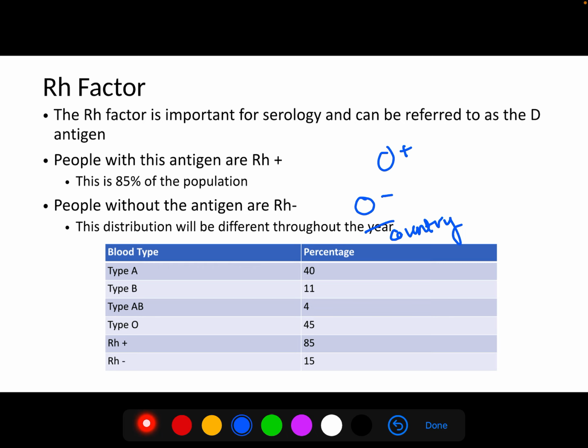Whenever we're looking at how common blood types are, this chart has the breakdown of the different percentages. So about 40% of people are type A blood, about 11% of people are type B, only 4% of the population is type AB, and then 45% of the population is type O.